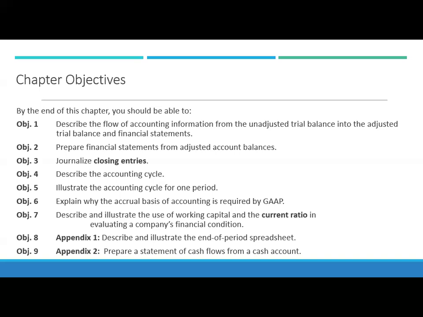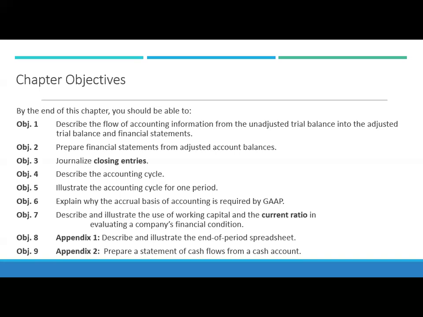We're going to show the flow of accounting information from the unadjusted trial balance to the adjusted trial balance and the financial statements, similar to how we did in chapter 3. Prepare the financial statements from adjusted account balances, and journalize closing entries, which close out all of our temporary accounts for period in time accounting items so that they're ready for next month. And then, taking a look at the accounting cycle as a whole for a single period.